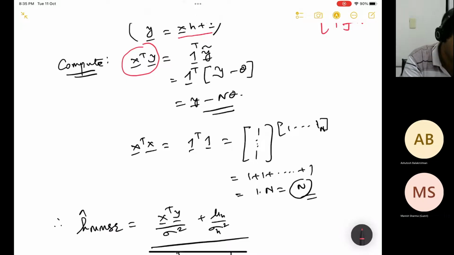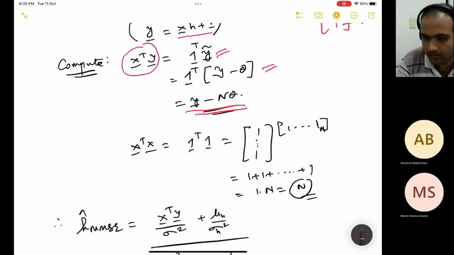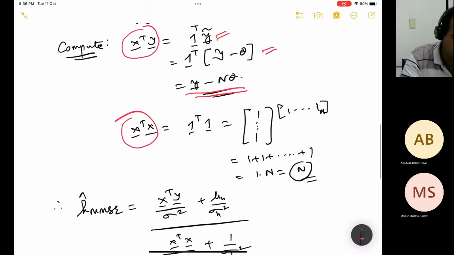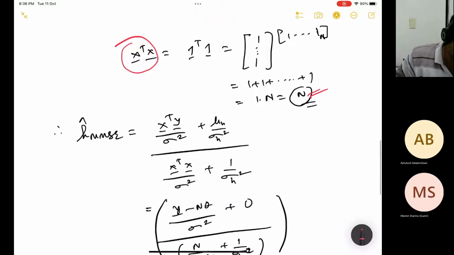It will be the vector of ones times the y tilde vector. And what is that coming to be? It is basically the ones vector times y minus theta. So if you see, this becomes the sum of y minus n theta. And similarly, x transpose x will be basically 1 multiplied with 1, n times, so it is n.